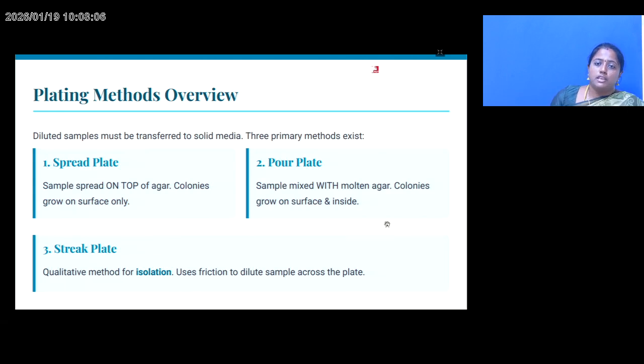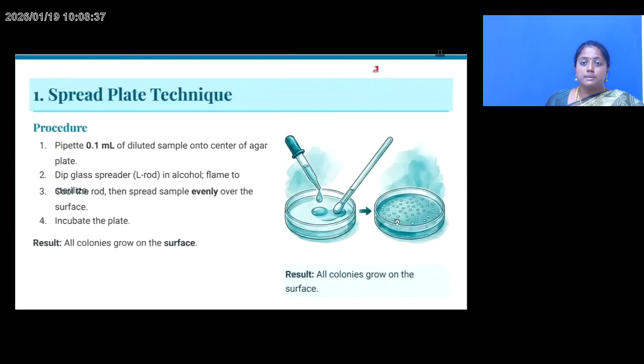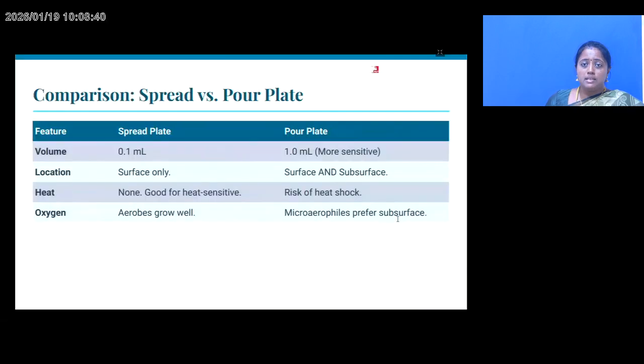If we go for spread plate, we spread the sample all over already sterilized and solidified agar plates. If we go for pour plate, the sample is first mixed with molten agar, and then we pour it directly into empty sterilized plates. That's the pour plate method. The streak plate method is a qualitative method for isolation, and it uses an inoculation loop. These are separate procedures.